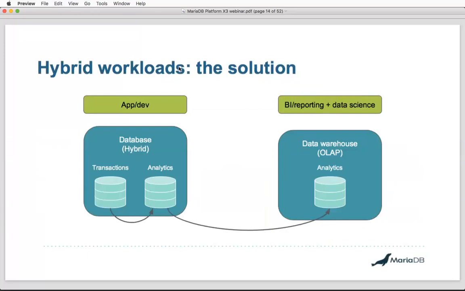But the same analytical capabilities that are present in that data warehouse, we need to put in our transactional database, if you will, because these new applications we're building, they need it. And so it's not an either-or situation, but an and situation. We're simply extending the operational database, if you will, so that it can handle transactions as well as analytics.